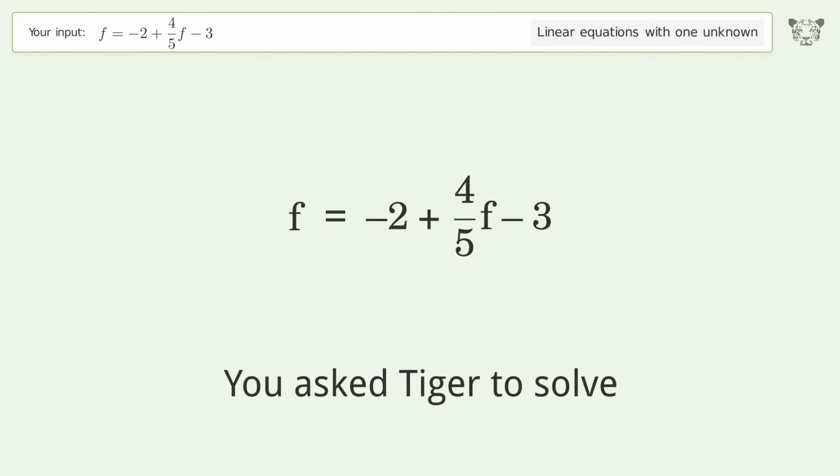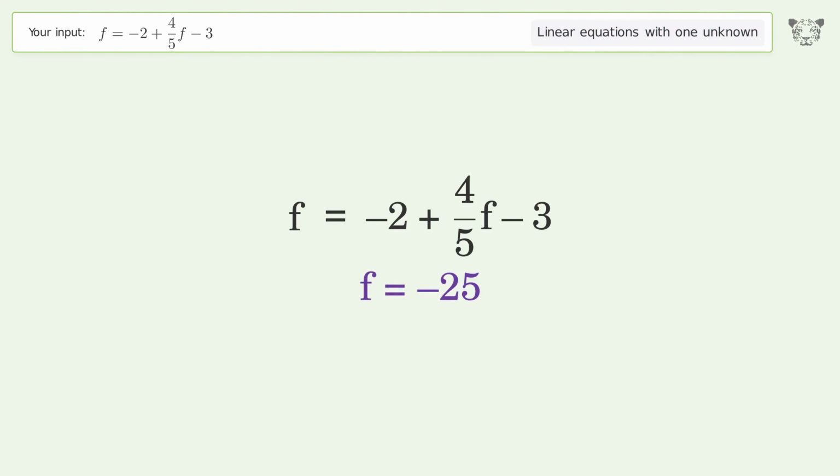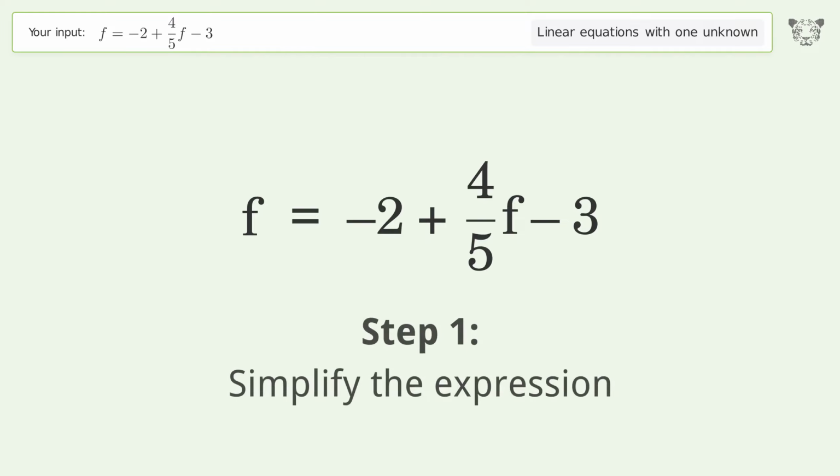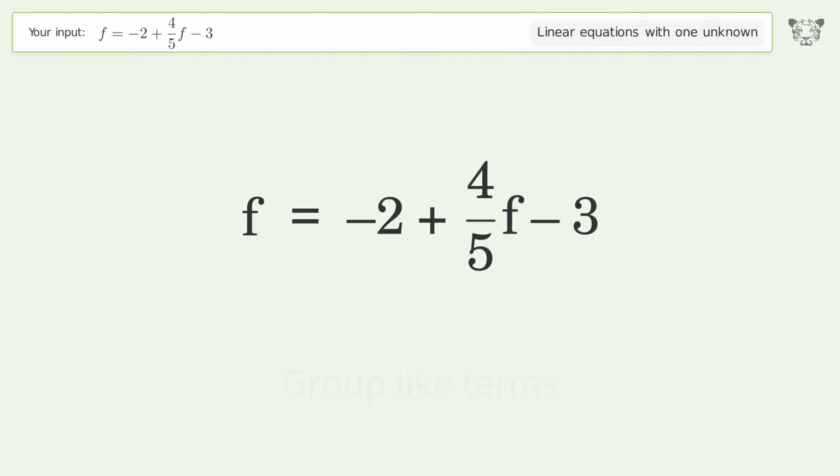You asked Tiger to solve this. It deals with linear equations with one unknown. The final result is f equals -25. Let's solve it step by step. Simplify the expression. Group like terms.